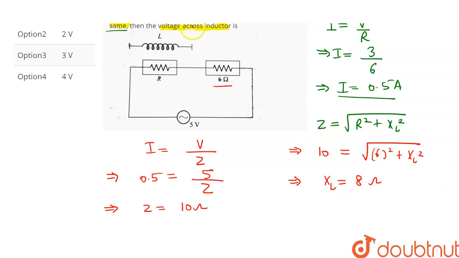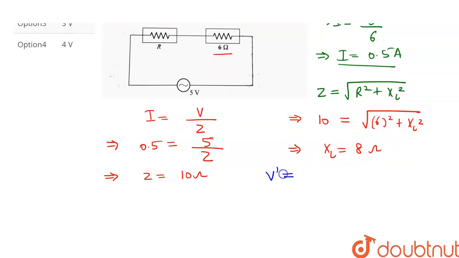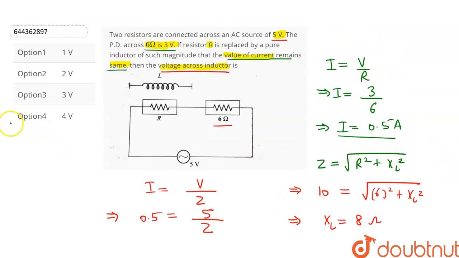We have to find the voltage across the inductor, and the voltage across the inductor, let it be V dash, it will be equal to the current in the circuit into XL, which is the inductive reactance. So V dash comes out to be current is 0.5 into XL is 8 ohms. This is equal to 4 volts. Now let's check the options. So option number 4 will be the correct answer of this question.